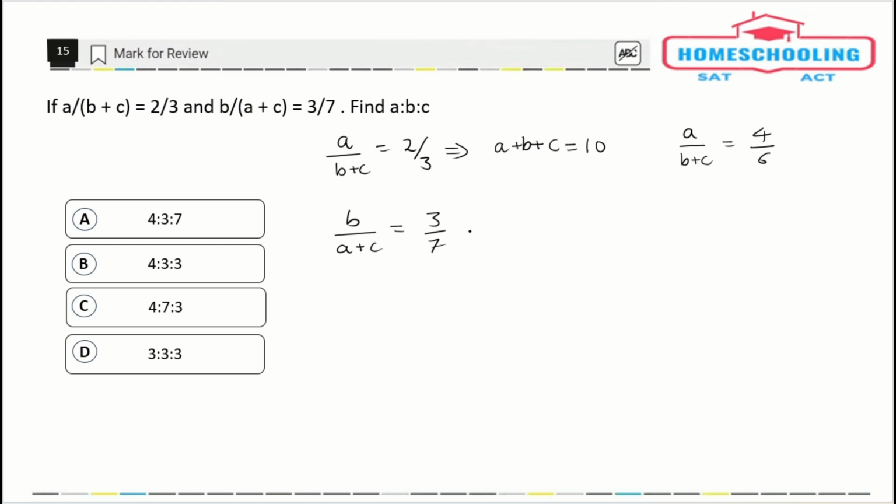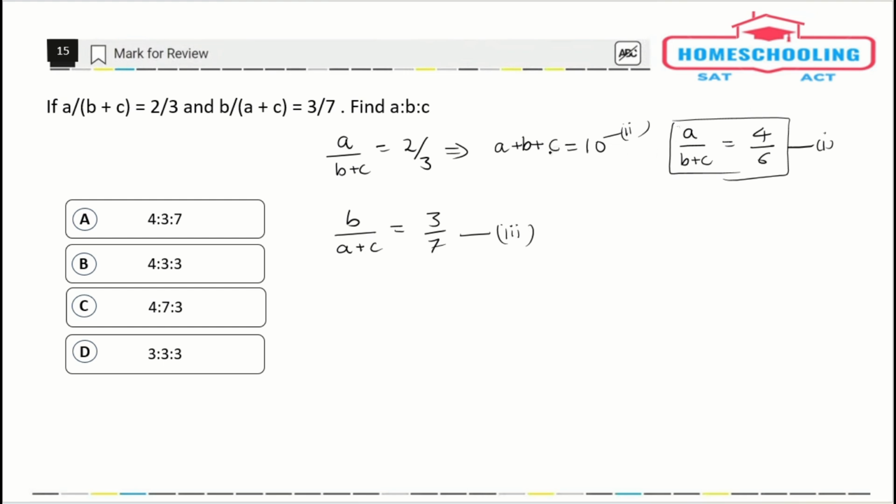Similarly, let's take this one as equation 1, this one as equation 2, and this one as equation 3. I hope you are getting how A divided by B plus C equal to 2 by 3 can be written as 4 divided by 6, because these are in ratio, and if we factorize it, it will come to 2 by 3. So we can multiply both numerator and denominator by 2, and you will get this.